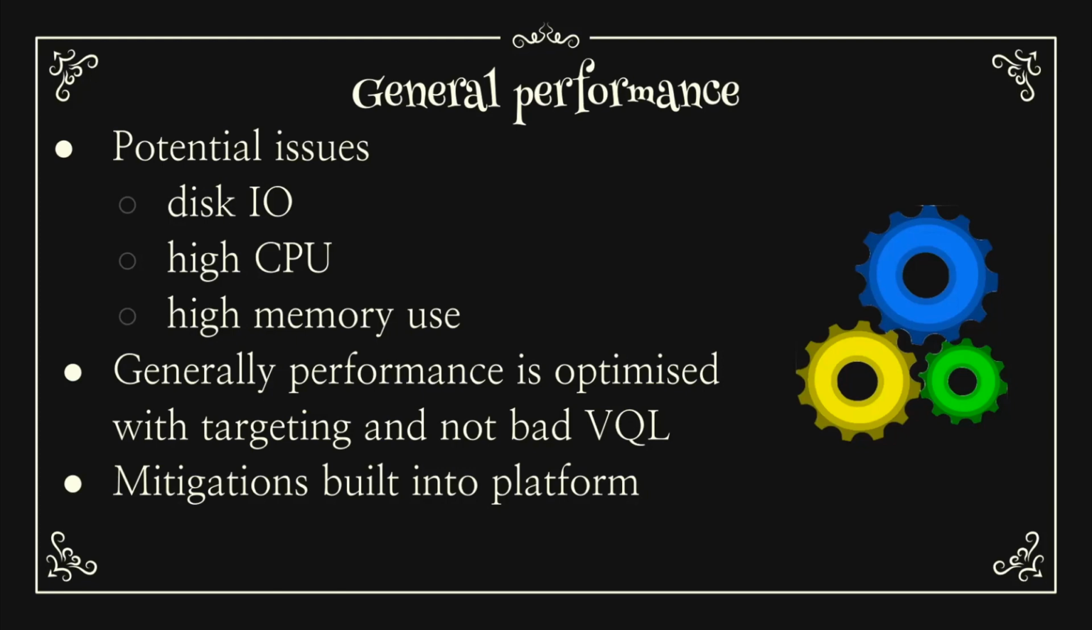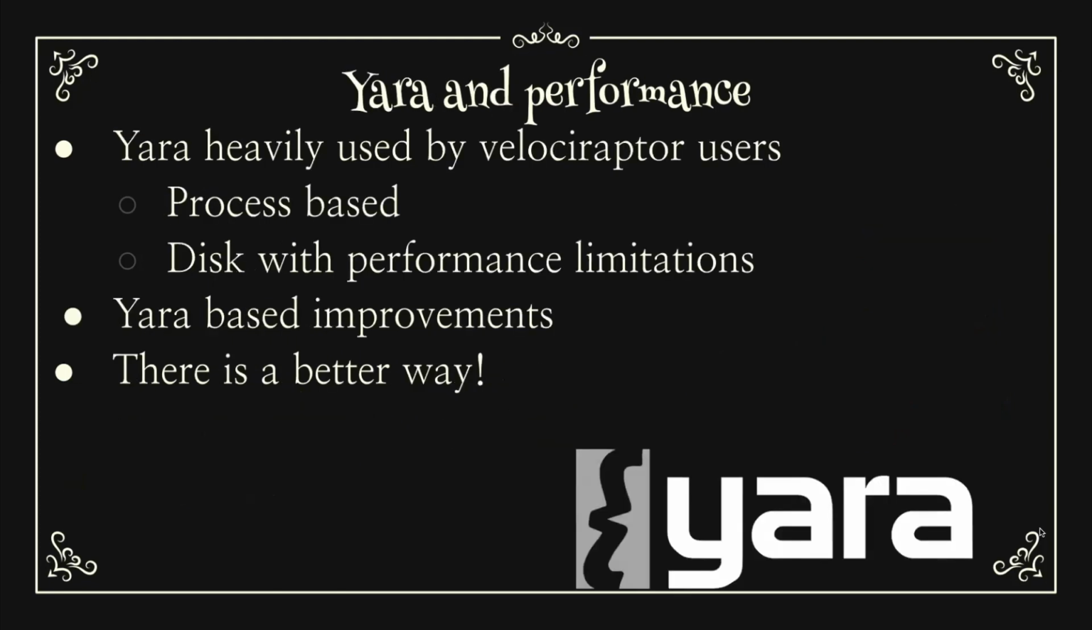But what I want you to get from this session is that with a lot of the built-in mitigations, you ideally want to be more targeted and work around them. Yara is very heavily used by our users. Mostly I see process-based stuff if you're serious about using Velociraptor. So hopefully people will catch on to some of the bad stuff that I'm talking about in this workshop. And we also see disk usage with performance limitations. Hopefully I can convince you to do better targeting from this workshop.